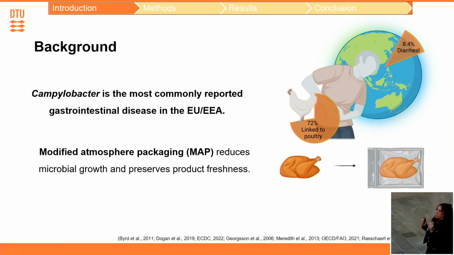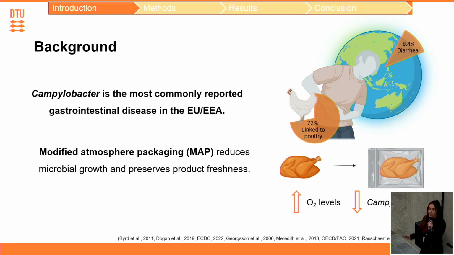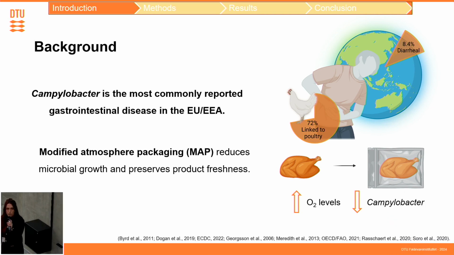In this context, it's important to mention why we use modified atmosphere packaging. We use this type of packaging because it helps reduce the microbial load and preserve product freshness as much as possible. It's also interesting that Campylobacter is a microaerophilic bacteria species that can die easily in environments with higher O2 levels. So MAP packing with a higher concentration of O2 also decreases the number of Campylobacter, as was studied before.